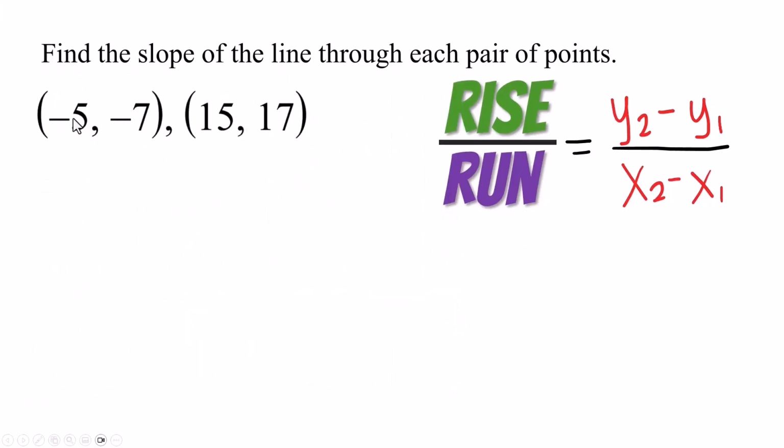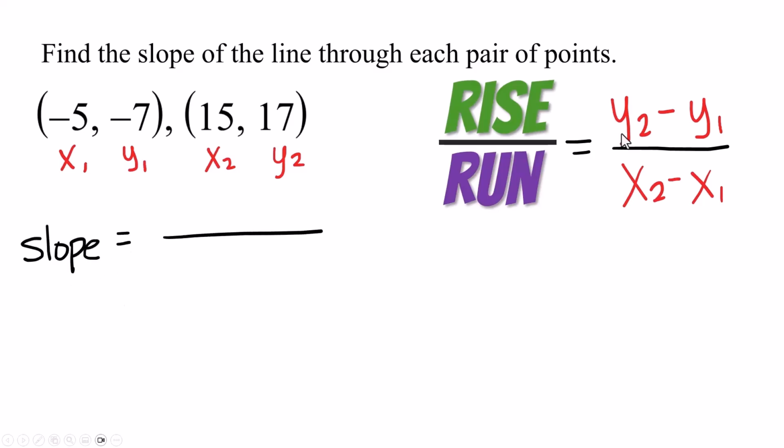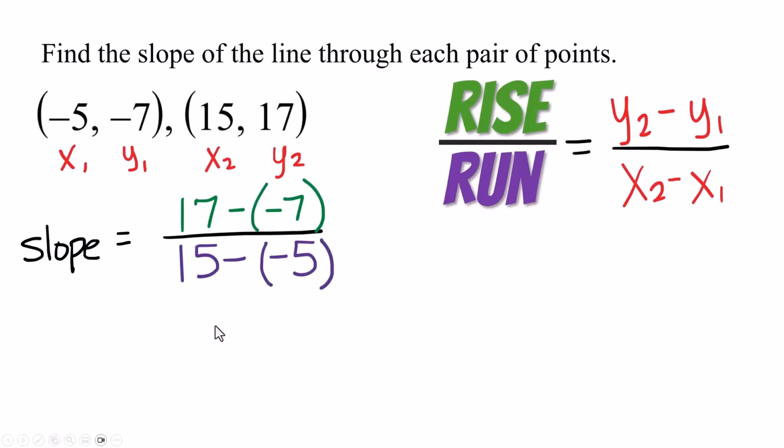A little trickier when there's negatives, but we'll be real careful. First off, we need our x1, y1, x2, y2 labeled. Keep things straight, especially if you get interrupted. y2 minus y1 is going to be this 17 minus, from the formula, a negative 7. Now, I put that negative in parentheses because there will be 2 negatives here. x2 is 15, and we are going to subtract a negative 5. Same thing happened down below.